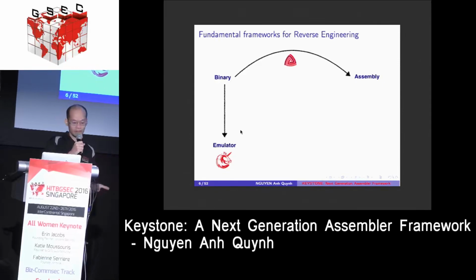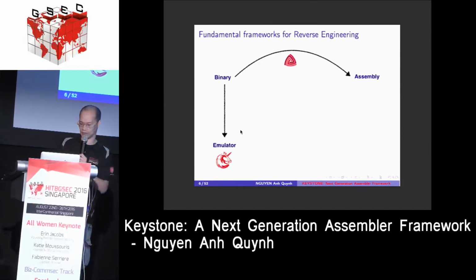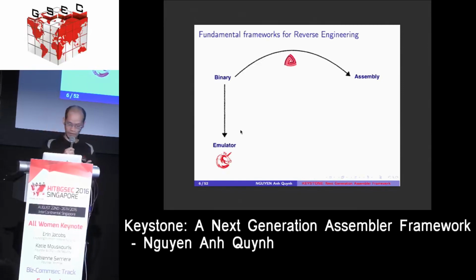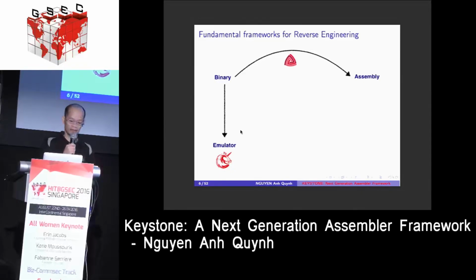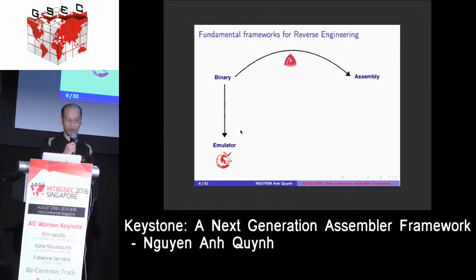So given the binary, you can use Capstone to reverse it into assembly. And after that, you can do a lot of static analysis on top of the assembly. Or you can send the binary to the emulator, so you can really understand what the binary really does. So with Capstone, you can see that it is for static analysis, and the Unicorn emulator is for dynamic analysis. So the question is, what is still missing here? Look at the diagram again.